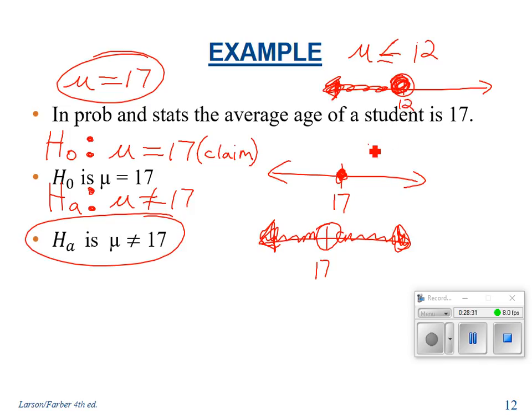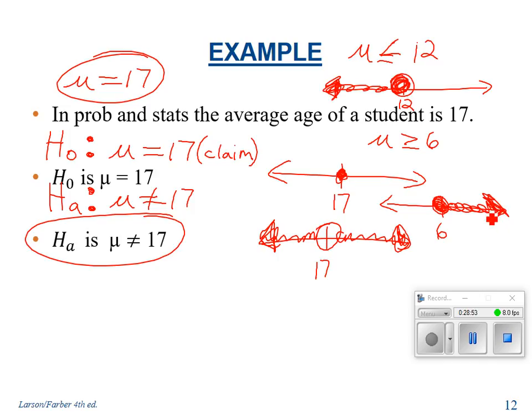So let's try another one. Mu is greater than or equal to 6. Solid dot on 6, and you're going to the right. Shade that way, shade in the arrow, so it keeps going forever and ever.